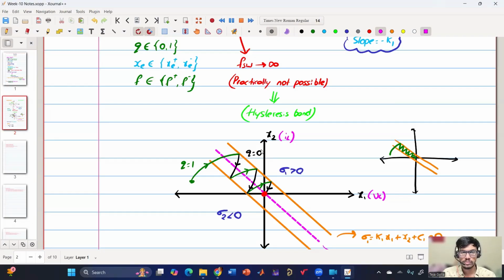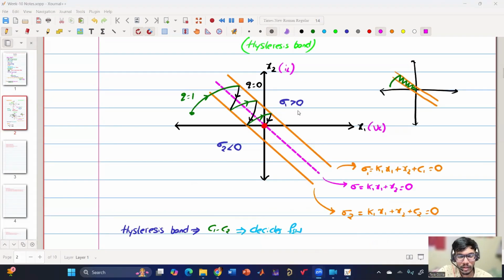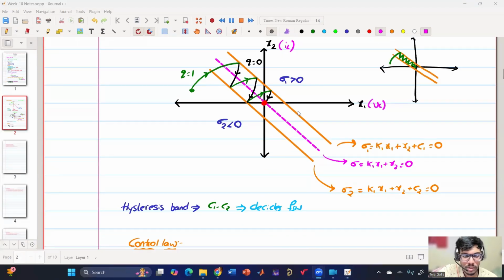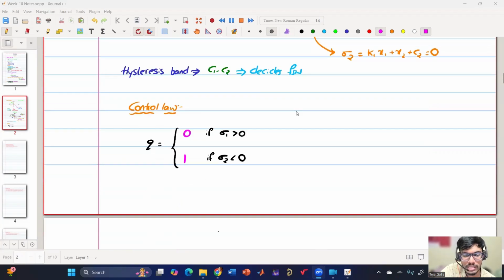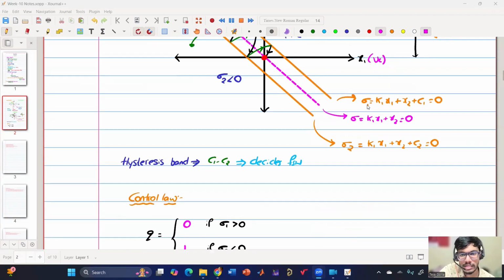In the PI controller, we have some reference current and reference voltage. Here we are not mentioning any reference, so here the decision is taken by calculating sigma 1 and sigma 2.